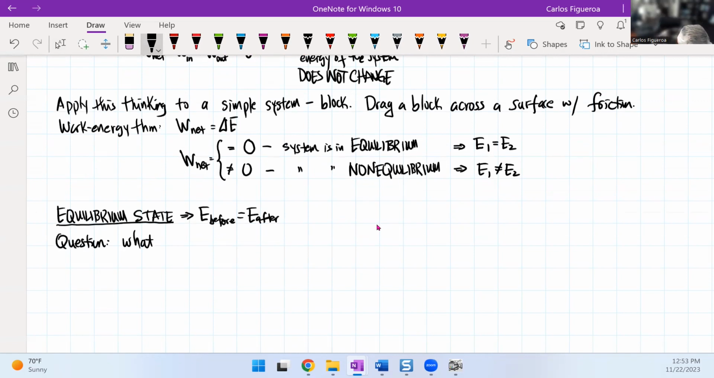What external forces act and do work on a block?